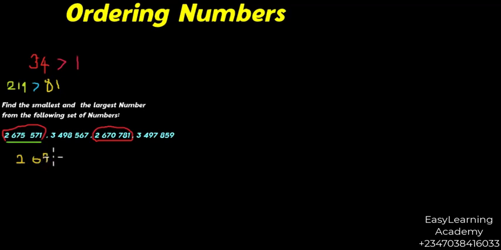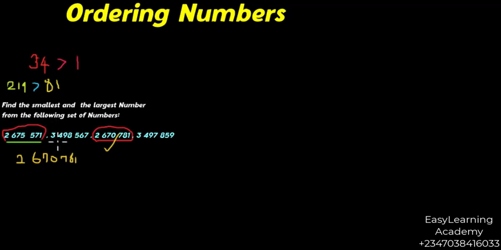So we can have our smallest number as 2,670,781. That is our smallest number. Now let's find the largest number, the biggest number.